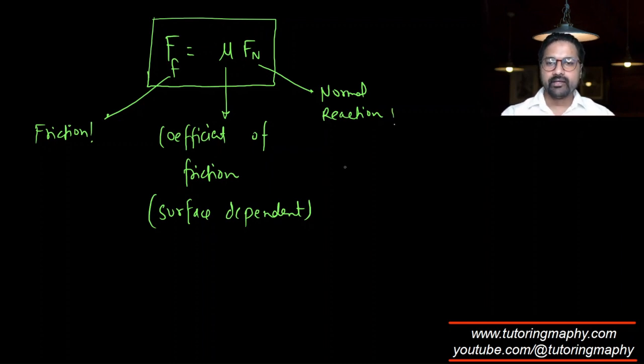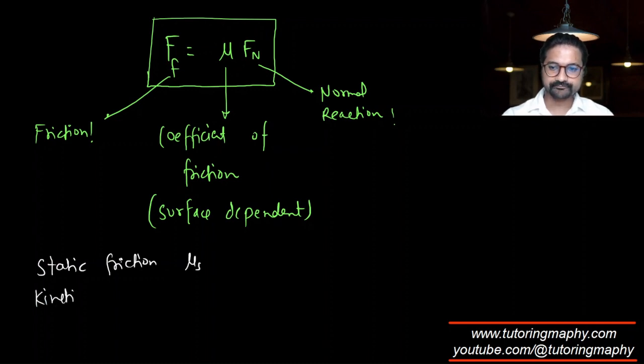Like I said, there are two types of friction, so there are two types of mu as well. For static friction, the mu is represented as mu sub s, and for kinetic friction, the mu is represented as mu k. There is a very important difference between static and kinetic, which in a way I have already mentioned. However, I will talk about this in detail now.